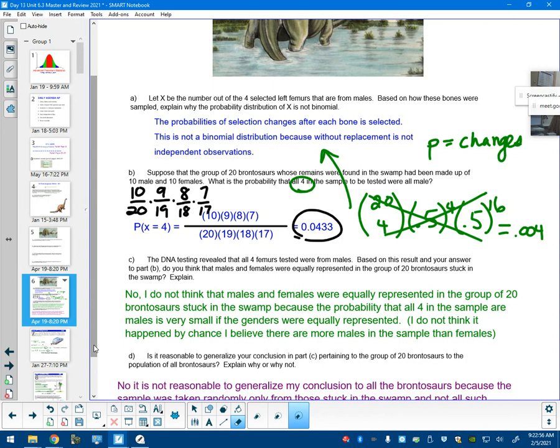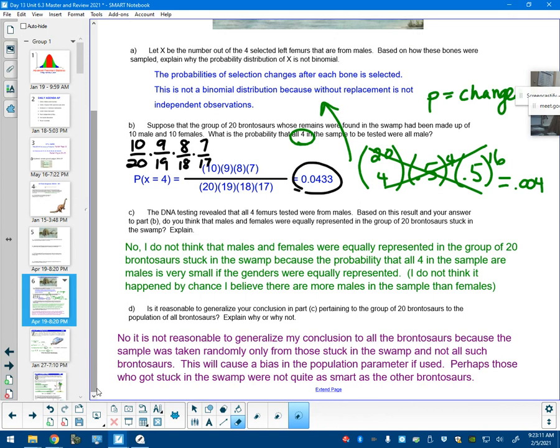So part C asks you, so do you think it really is 50-50? That you have 10 males and 10 females? If you really did get 4 male Brontosaurus left femurs, do you think it's really 50-50? And you should say no, because there's only a 4% chance that that would happen if it truly was 50-50. And 4% isn't very good odds.